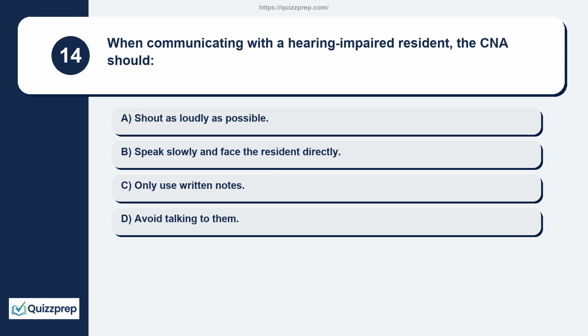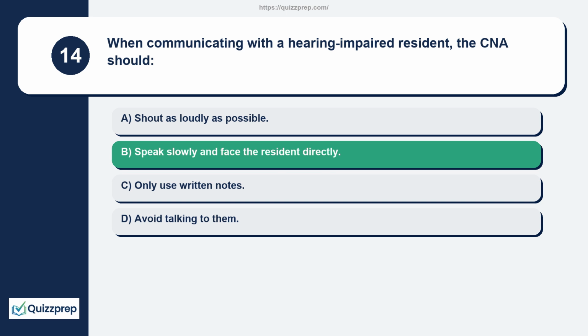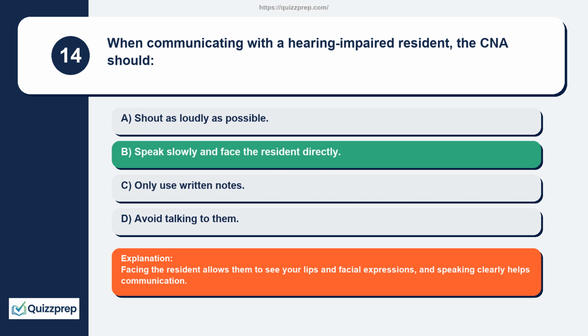Question 14. When communicating with a hearing-impaired resident, the CNA should shout as loudly as possible, speak slowly and face the resident directly, only use written notes, avoid talking to them. Facing the resident allows them to see your lips and facial expressions, and speaking clearly helps communication.